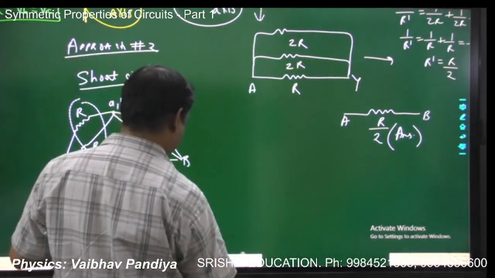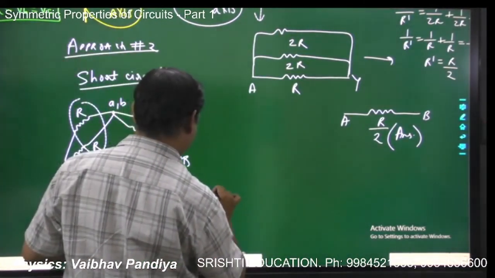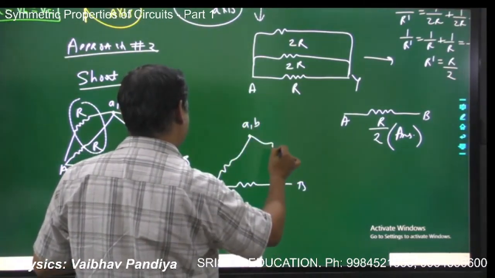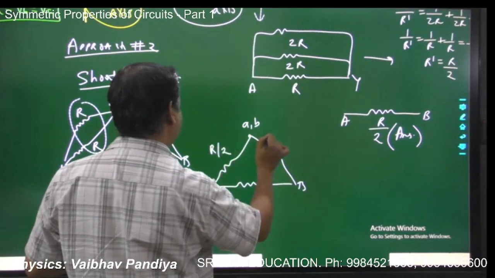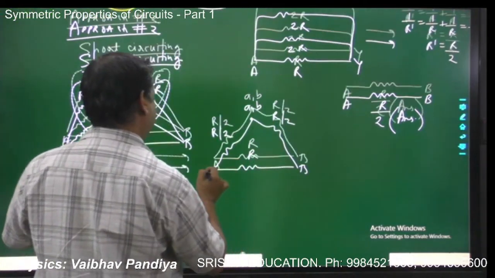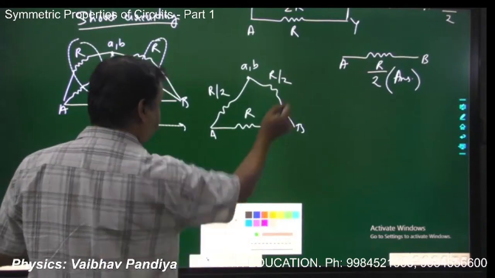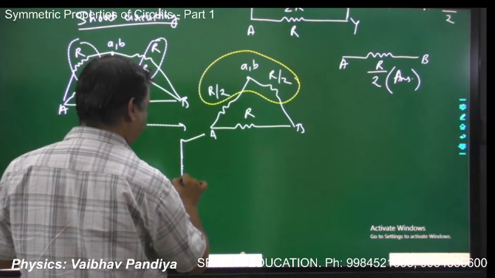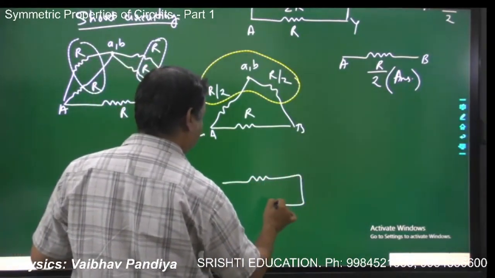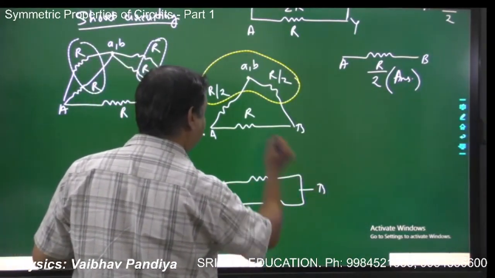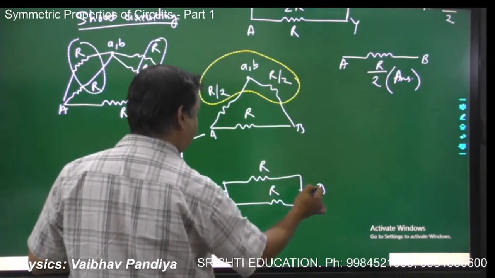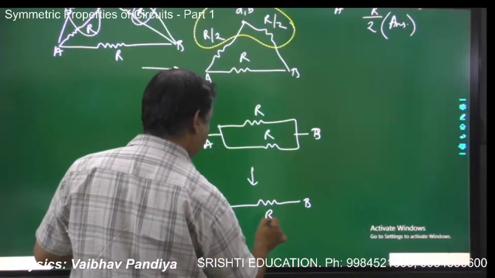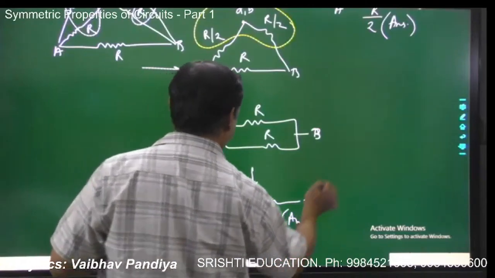So you'll have A, B, and this is A comma B, and this is what? R by 2, R by 2, and this is R. Now they are in the series combination. So again, you can make this is A and this is B. R by 2 plus R by 2 will be R, and this is R. Now this is the parallel combination between A and B. So your answer will come to be R by 2. You are getting the same answer, correct?